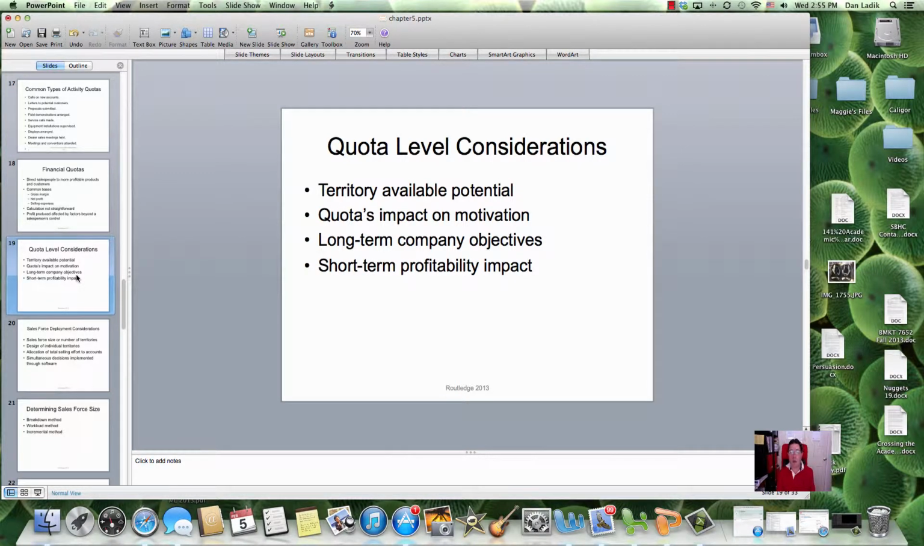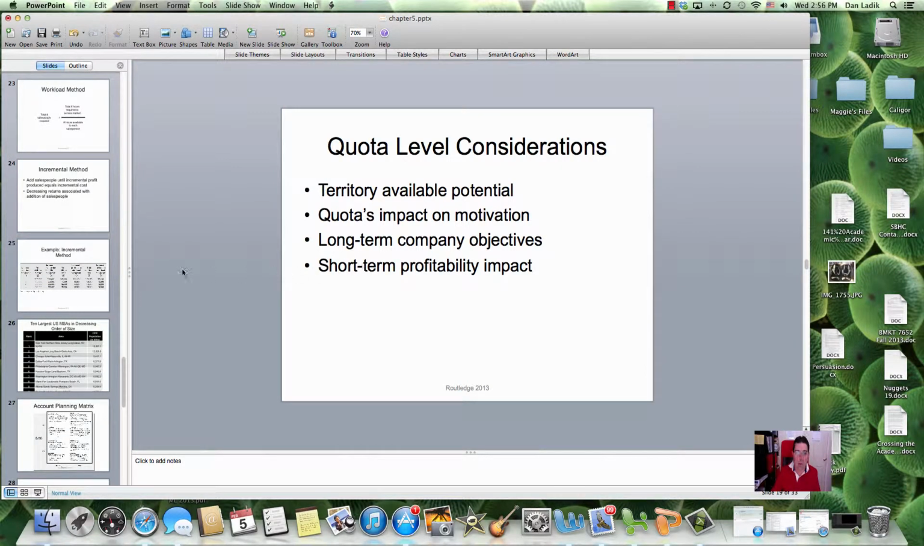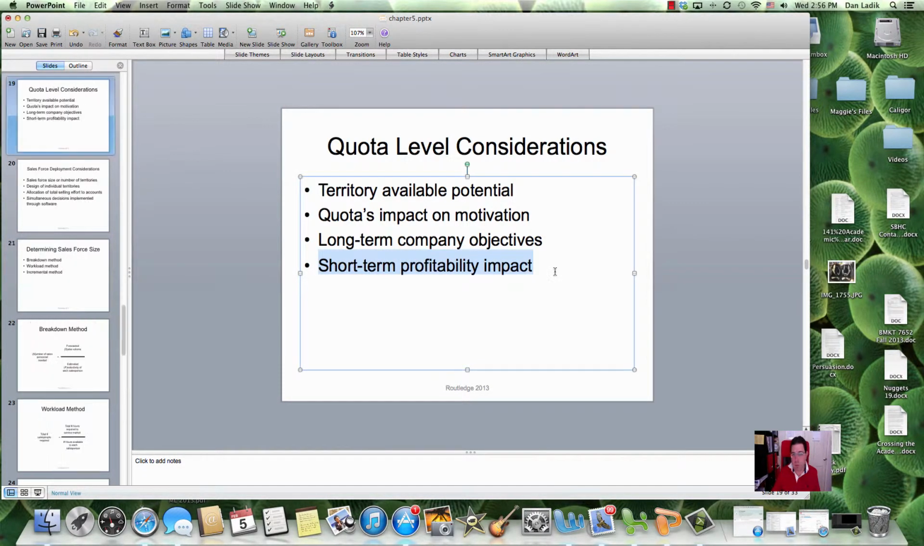Some things to think about when we're talking about quotas: the territory itself. Is there enough potential in that particular territory? Are there enough clients in that particular territory? How the quotas impact motivation overall, especially if it's unattainable quotas. Long-term company objectives. And finally, short-term profitability. Usually the forecast is where the long-term comes in, and then the short-term is more the management of what actually happened. That's how I like to separate these two: forecast versus actual.